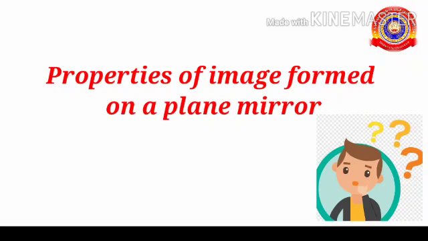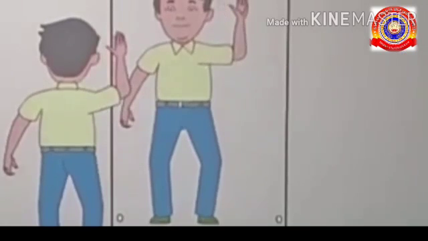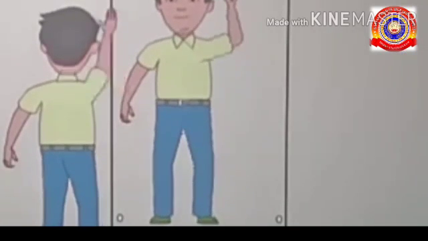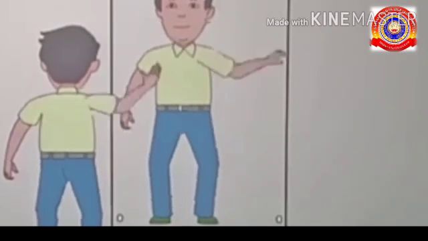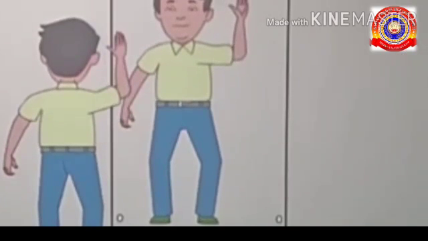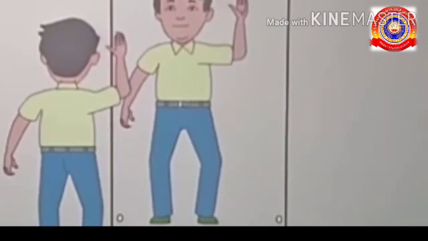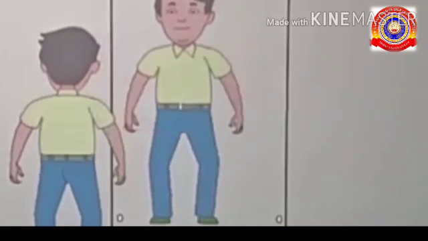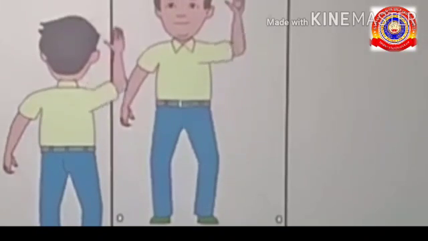Today, we are going to do some activities to find the properties of the image formed on a plane mirror. Stand in front of a plane mirror and raise your right hand. Which hand of your image is raised? Yes, in the image on the plane mirror, the left hand is raised, isn't it? What changes occur to the image? Just think about it. Doesn't your right side appear left and your left side appear right on the image?